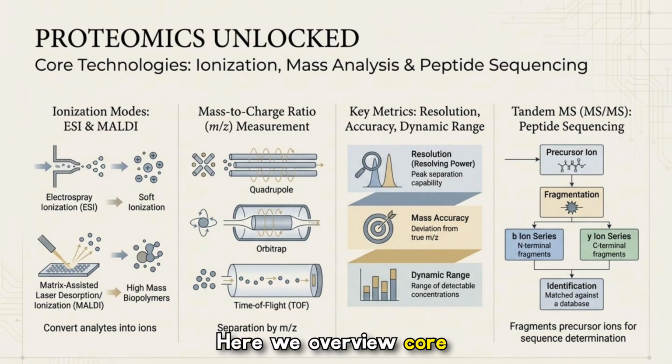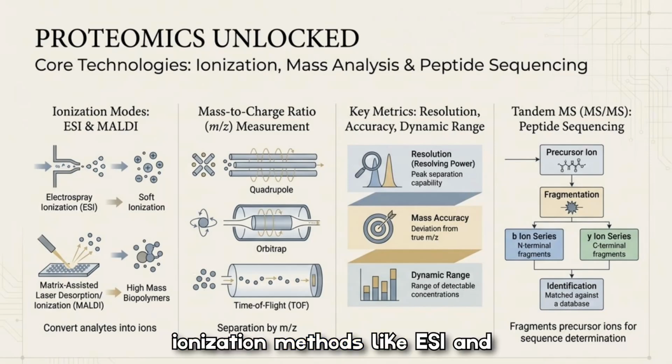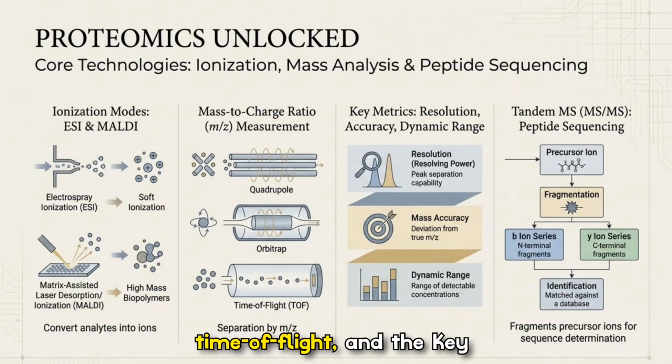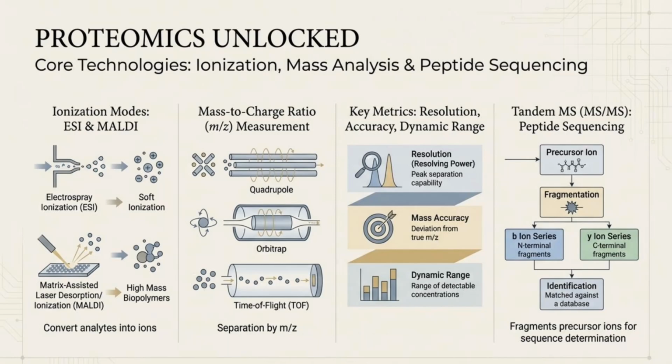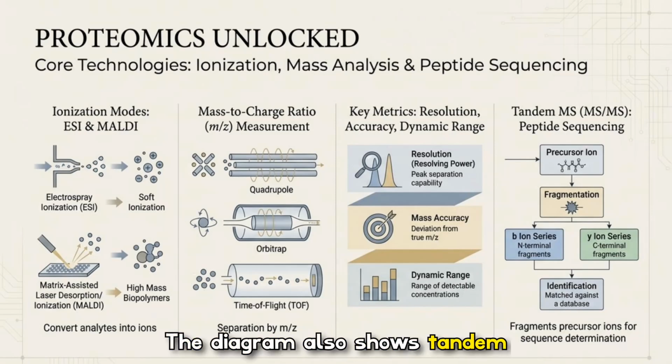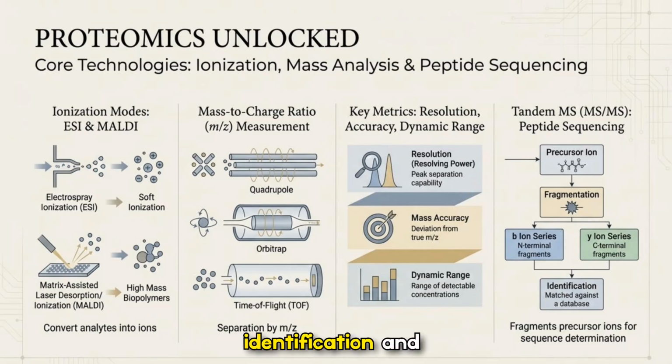Here, we overview core proteomics technologies, from ionization methods like ESI and MALDI, to mass analyzers such as quadrupole, Orbitrap, and time of flight, and the key metrics of resolution, mass accuracy, and dynamic range. The diagram also shows tandem MS sequencing, where precursor fragmentation generates peptide fragments used for identification and characterization.